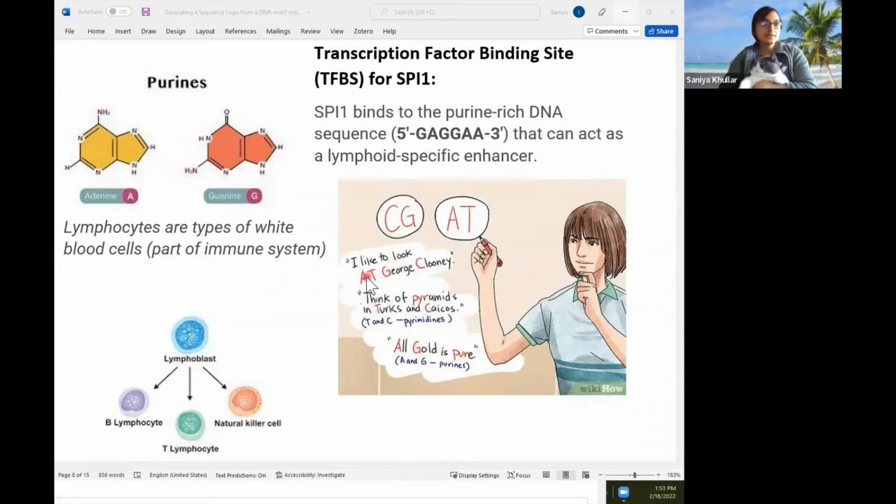I like to look at George Clooney. This tells you the pairings. And think of pyramids in Turks and Caicos. So T and C are like pyrimidines.